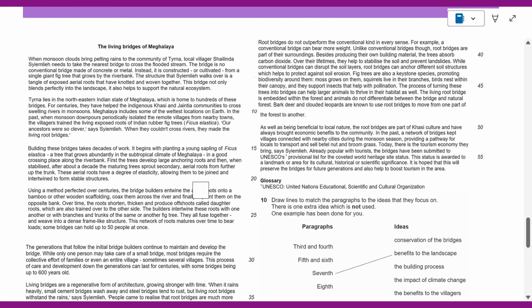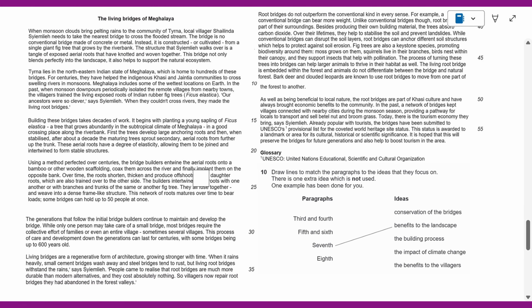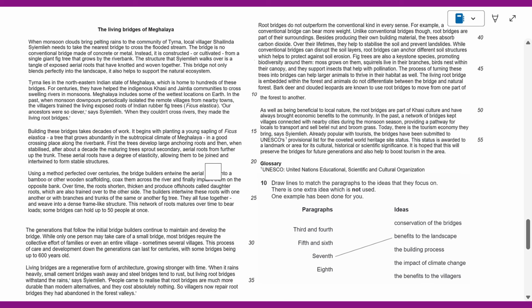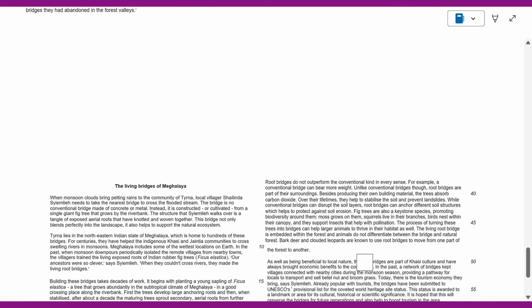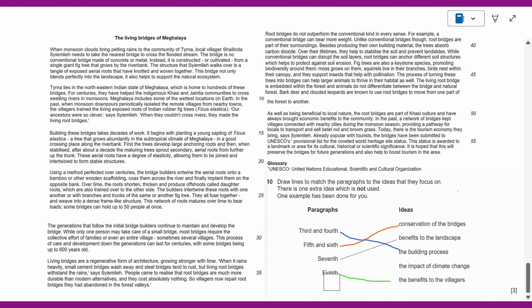10 seconds for you guys. Okay, let's check out the answer. If you need some more time, please pause this video. So these are the answers here. We have the 3rd and 4th paragraphs as the building process. This is how over centuries the method of the living bridge developed.